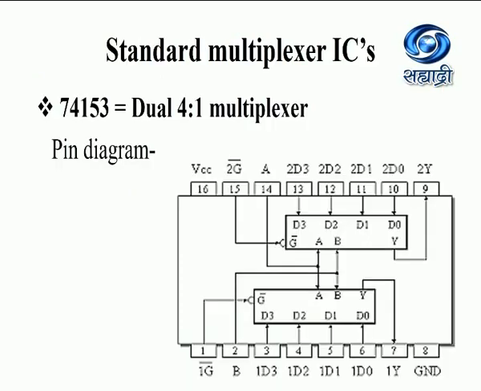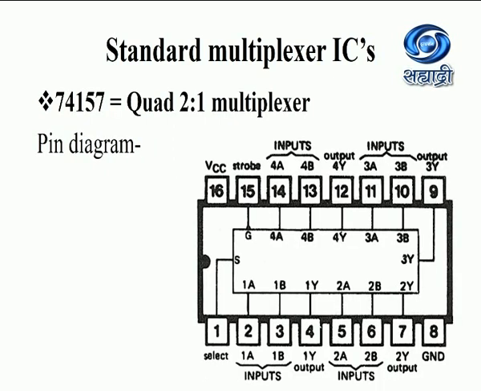So there are some ICs available in the market which are standard multiplexer ICs. The first one is 74153, which is called dual 4:1 multiplexer. In the same IC, we have 2 MUX, 4:1 MUX. So this is the pin diagram of IC 74153. Next is 74157, which is quad 2:1 multiplexer. This is the pin diagram of this IC. Here quad means 4 2:1 MUX which are available in the same IC.